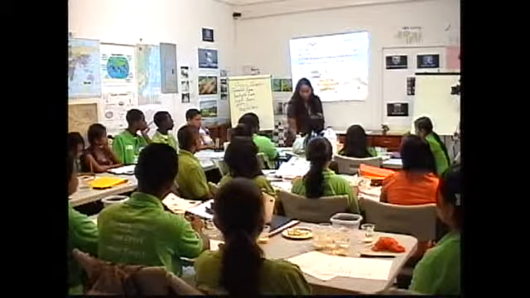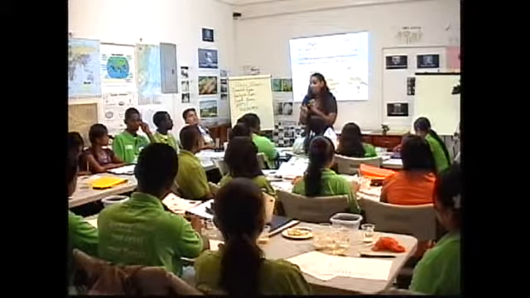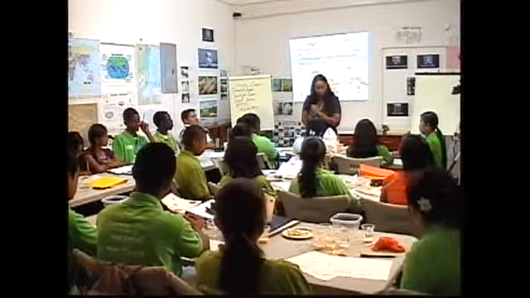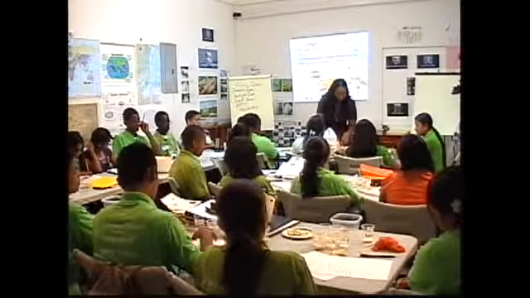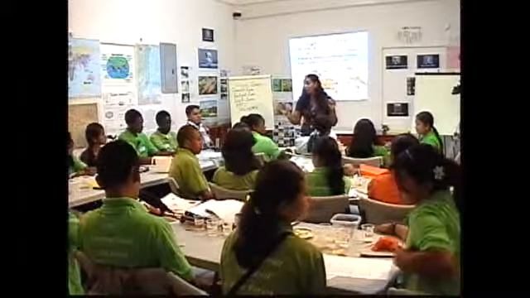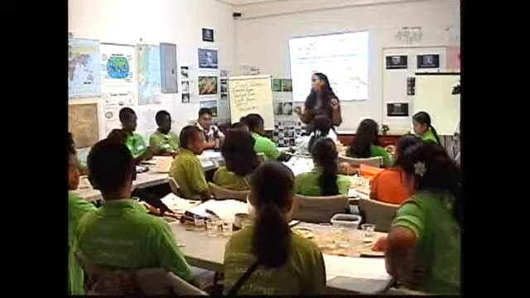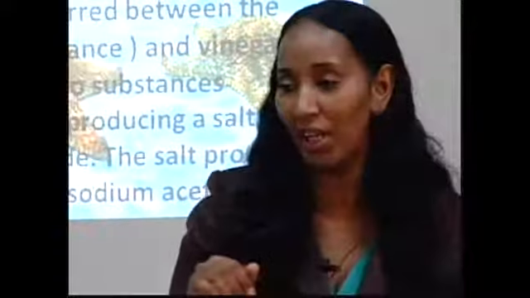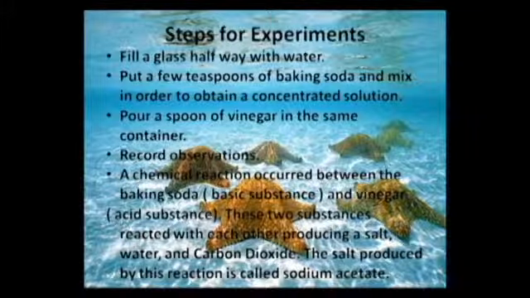Okay, now we're going to do another experiment to make a connection with carbon dioxide being absorbed by our oceans. On your table, you have a container with water. You should have a spoon. The leader for the group takes the spoon, and if you want to appoint a new leader for this experiment, you can do so. We want equal participation.